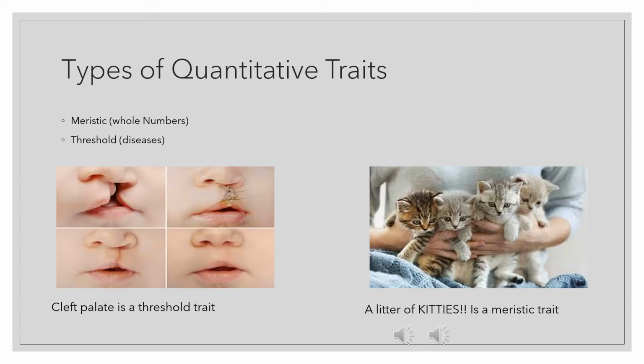But because science is hard, there's different types of quantitative traits. You have the easier ones, which are the meristic ones that use whole numbers, like a cat that can have 5, 6, or 7 kittens, but she can't have 4.3 kittens. You can also have threshold traits, which you either have or you don't.